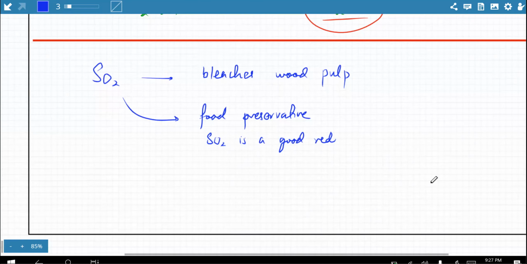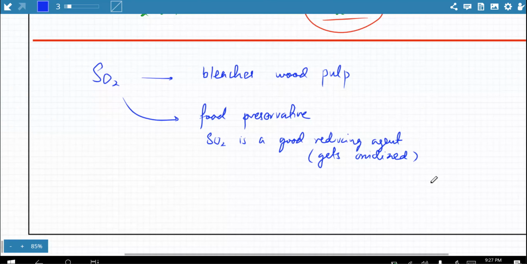It's a good reducing agent. This was a bit from the previous chapter. We remember a good reducing agent is the one that gets oxidized. In the previous chapter we did examples of redox and examples of good reducing agents. So SO2 is a very good reducing agent, which means that it gets oxidized.